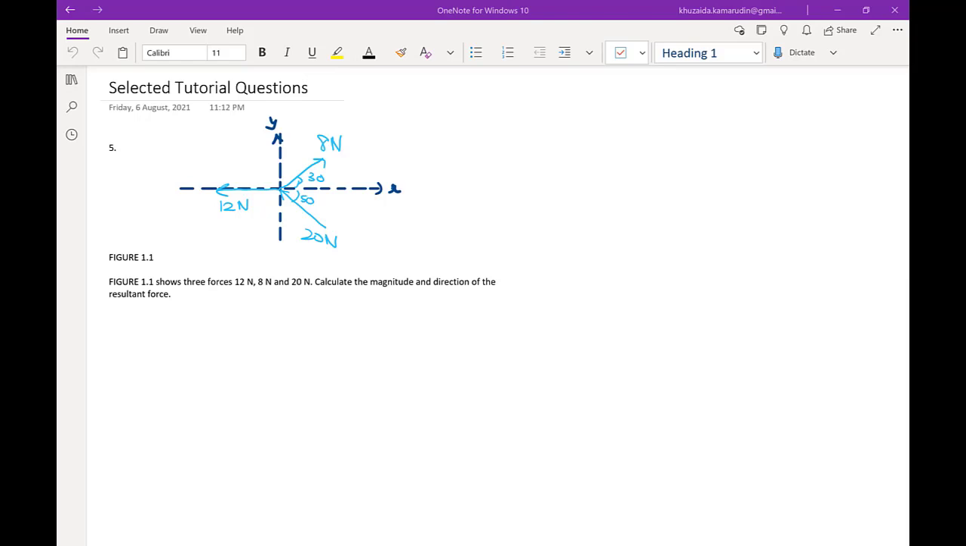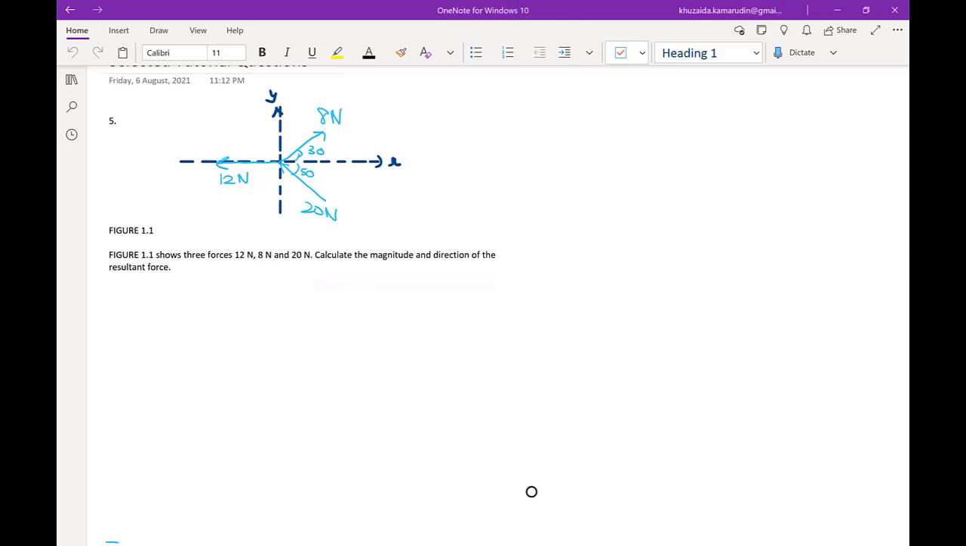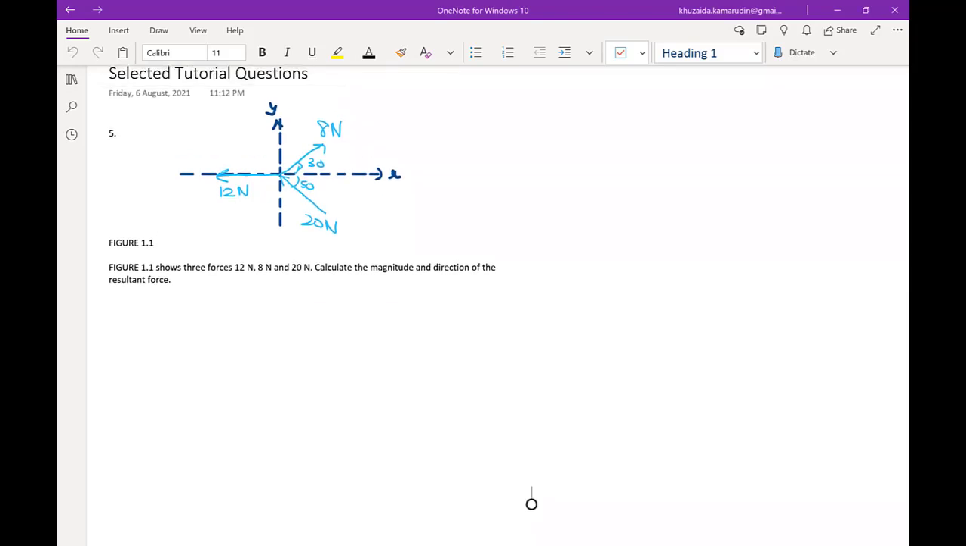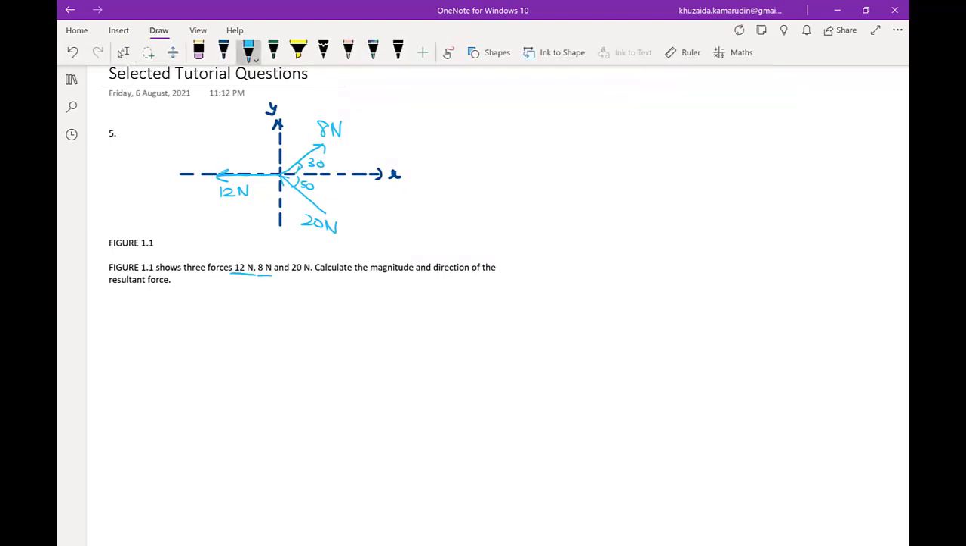Alright, so saya pilih soalan nombor 5 dan juga soalan nombor 9. Alright, so let's do question number 5 first. Okay, so figure 1.1 shows 3 forces. So you have 3 forces, 12, 8, and also 20 Newton. So calculate the magnitude and direction of the resultant force.